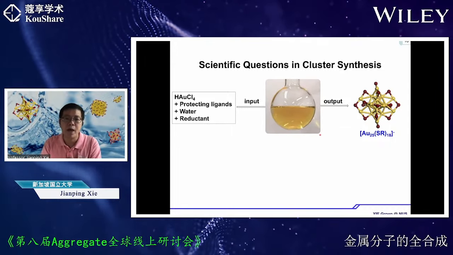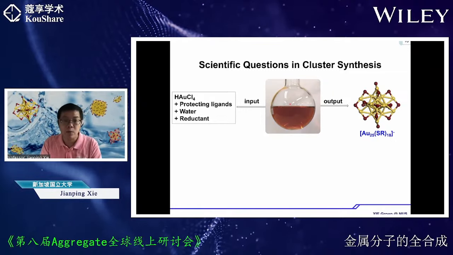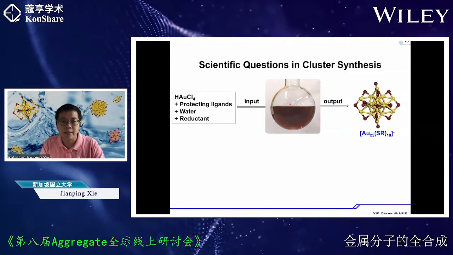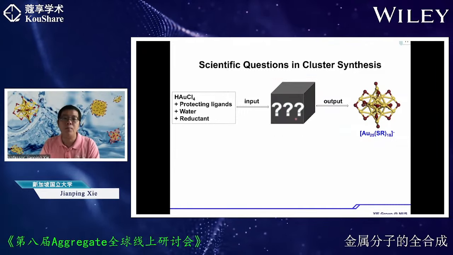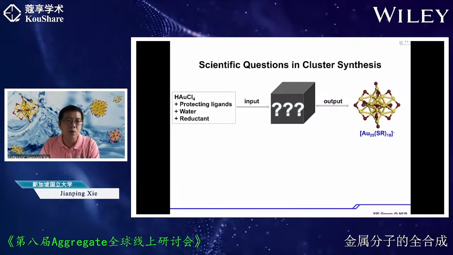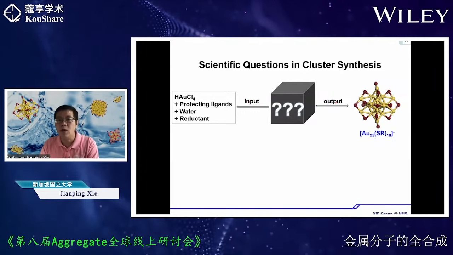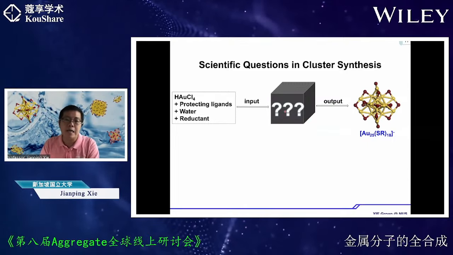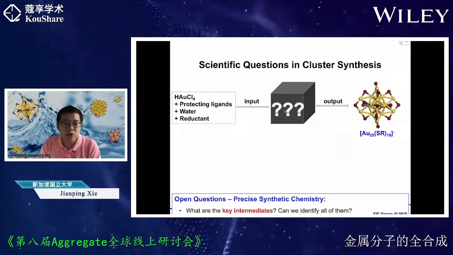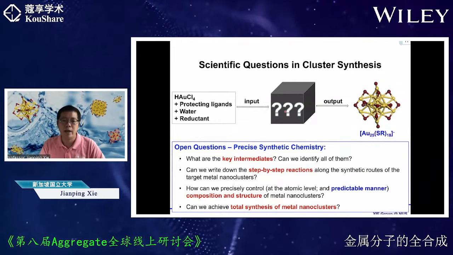But the question we may ask is, what exactly is happening inside this reactor? We see the color change, so definitely something is happening, okay? But this is a totally black box. We know the input of this reactor, and these are our inputs. We know the output, our final products, but we don't know what exactly is happening inside this reactor. So these are our open questions for precise synthetic cluster chemistry.